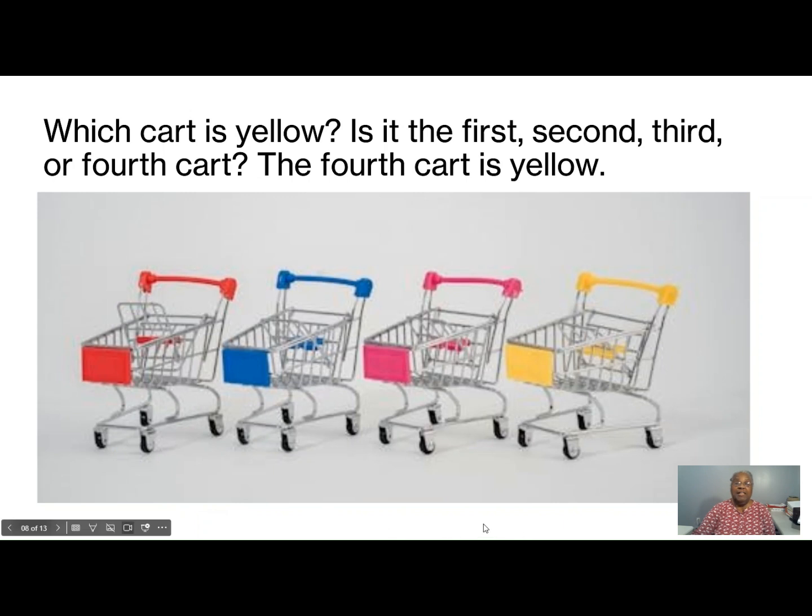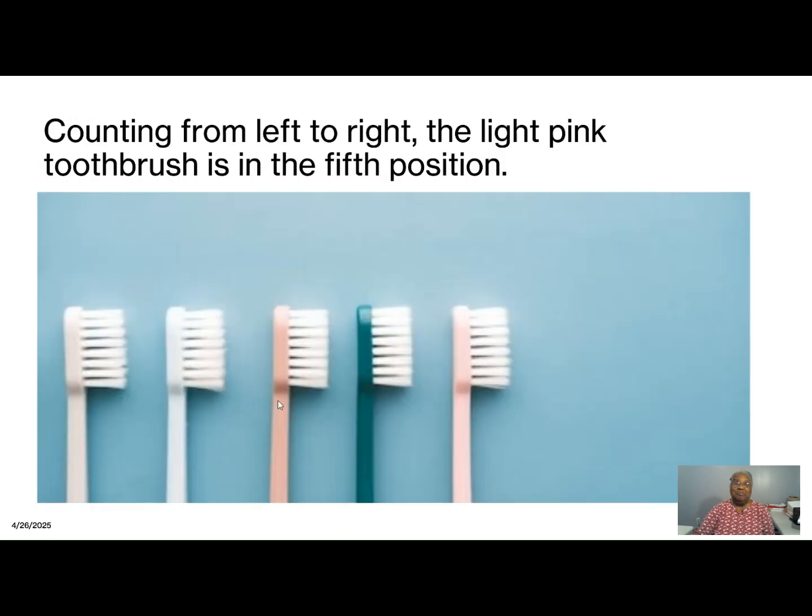Counting from left to right, the third spool of thread is orange. Which cart is yellow? Is it the first, second, third, or fourth cart? The fourth cart is yellow. Counting from left to right, the light pink toothbrush is in the fifth position. First, second, third, fourth, fifth.